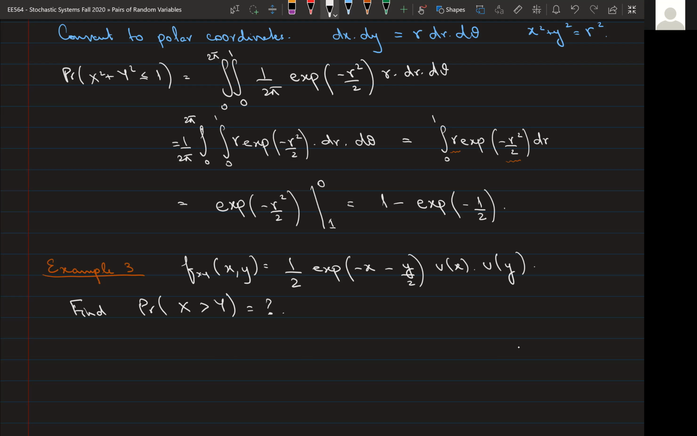Sir, I had a question. Why did we switch the limits in the previous one? Because of the minus sign. This minus, look, this was a minus. Oh, okay, okay. Right, so I've just skipped a step here. Okay. Right, so how do I find the probability that x is greater than y?